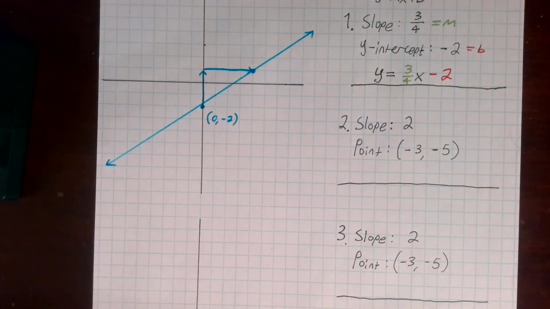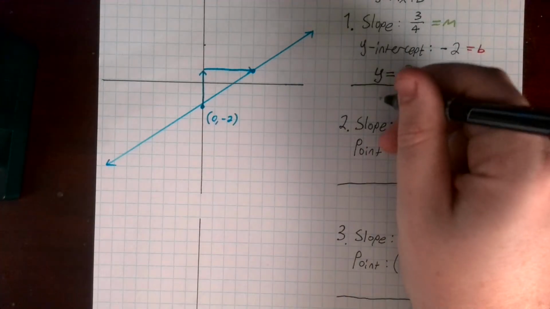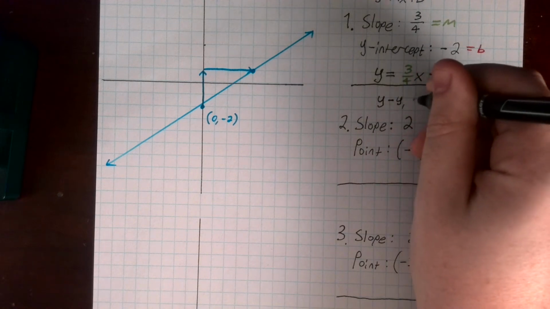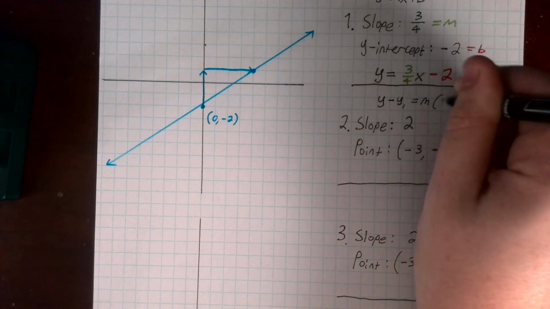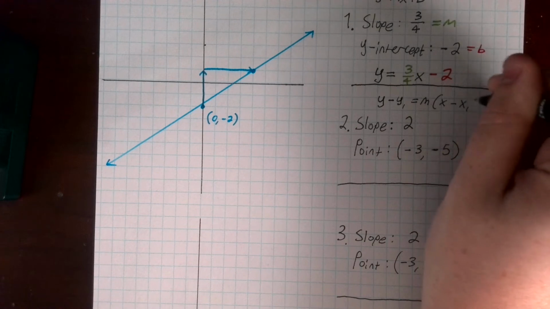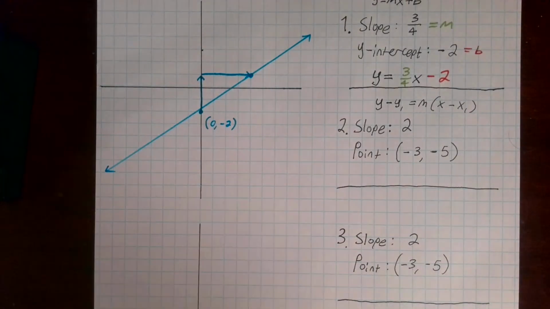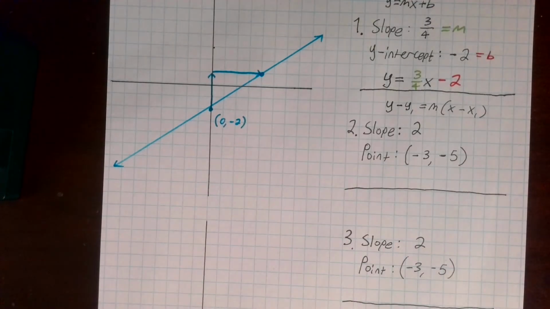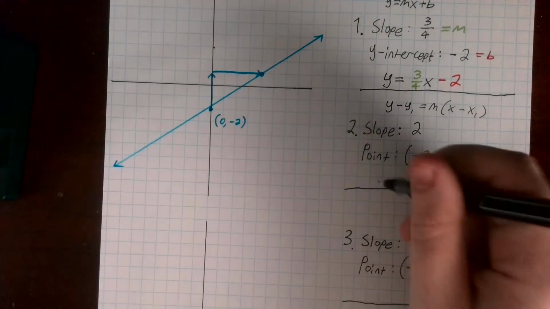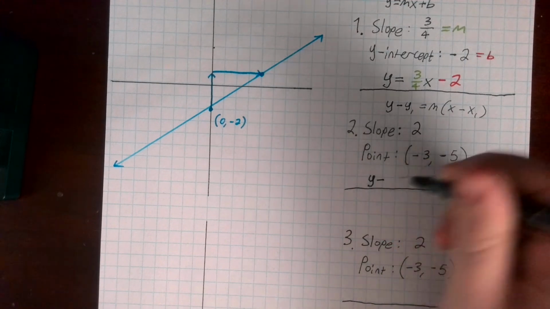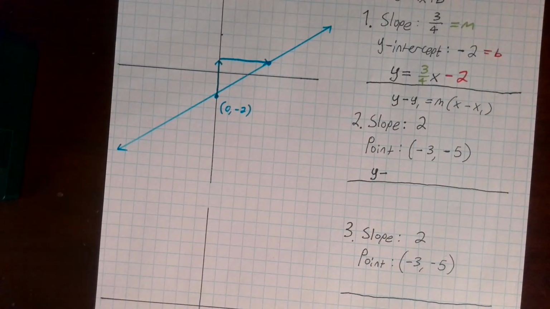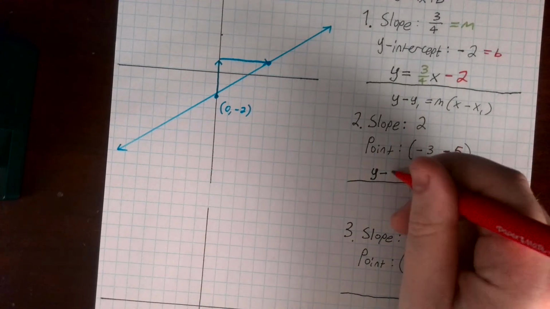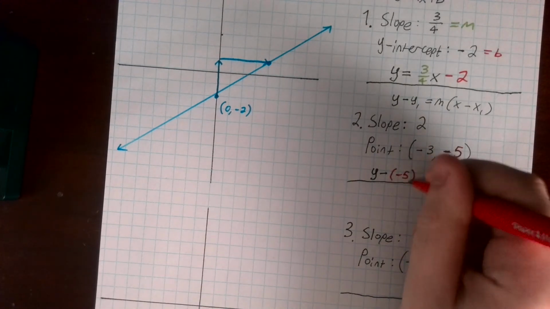Now, we should be very, very careful when we plug in. Remember that the equation is y minus y1 equals m times x minus x1. So when we plug these in, we can plug them in exactly as they are, right? Y minus, what's the y value of our point? It's -5. So we can plug in -5 here.